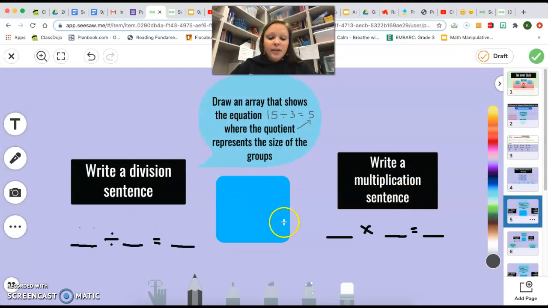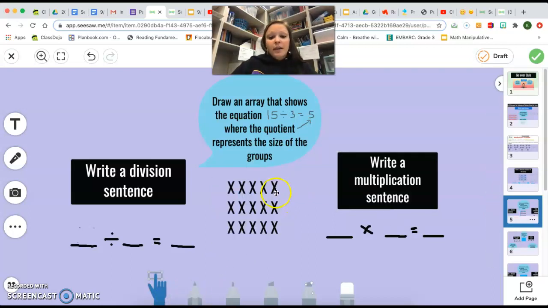So we're going to look at the same problem again, and you're going to draw an array showing 15 divided by 3. So pause the video and go ahead and draw an array showing 15 divided by 3. If your array looks like this, you are correct.